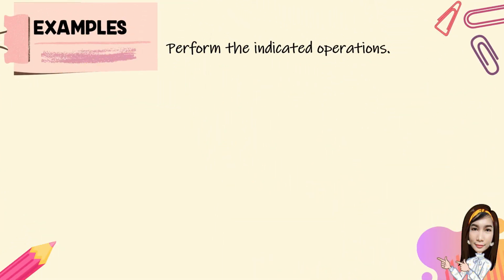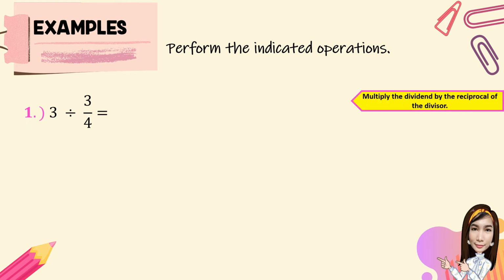Now, for you to understand, let's have the following examples. Perform the indicated operations. For number 1, the given is 3 divided by 3 over 4. First, multiply the dividend by the reciprocal of the divisor. So here, 3 can be written as 3 over 1. Then change division to multiplication, then get the reciprocal of 3 over 4. So the numerator 3 turns into the denominator, and the denominator 4 turns into the numerator. So the multiplicative inverse or reciprocal of 3 over 4 is 4 over 3.